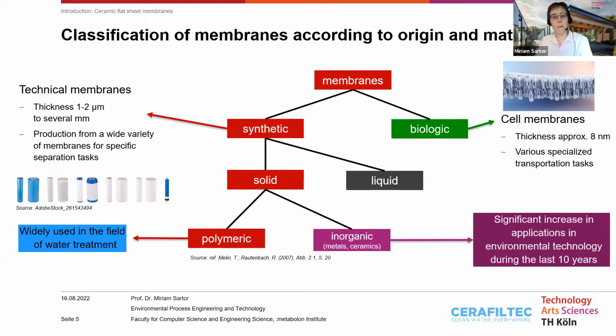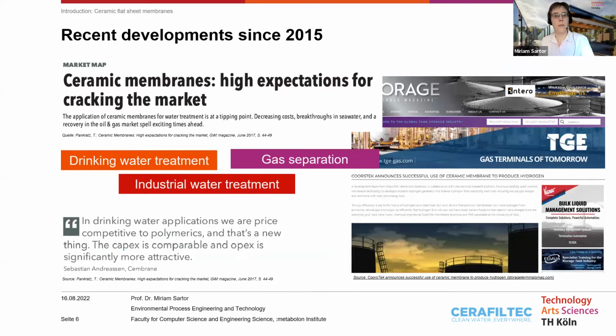Although there have been ceramic membranes before, a lot of things happened during the last 10 years. And here are some papers, from newspapers, from internet pages, and we see that ceramic membranes are cracking the market. There are high expectations. We have developments which are extremely fast since 2015. There are developments in gas separation, in drinking water treatment, in industrial water treatment. And we see that the prices become more and more competitive to the polymerics.